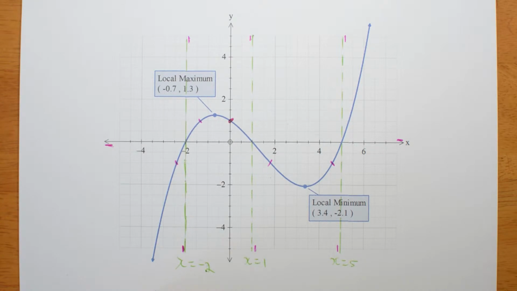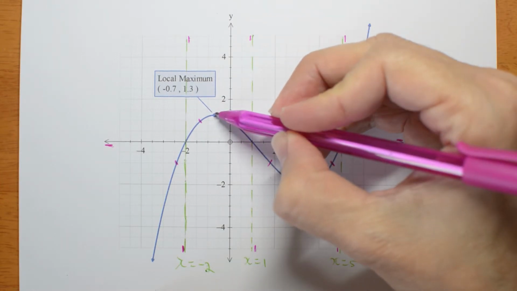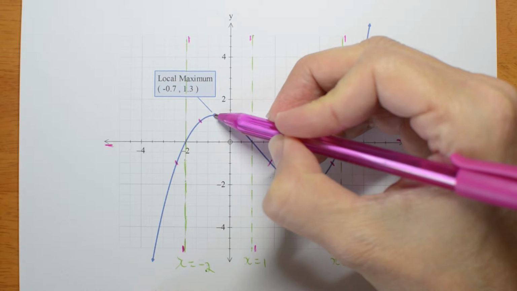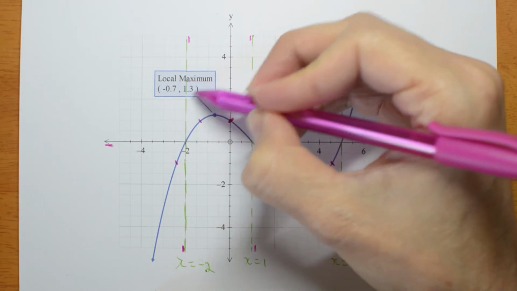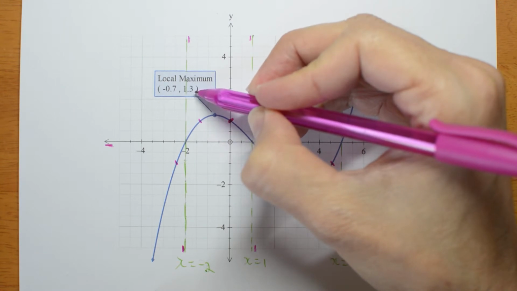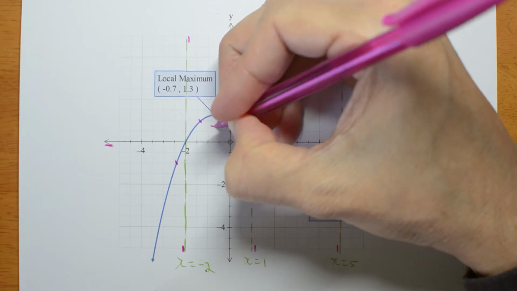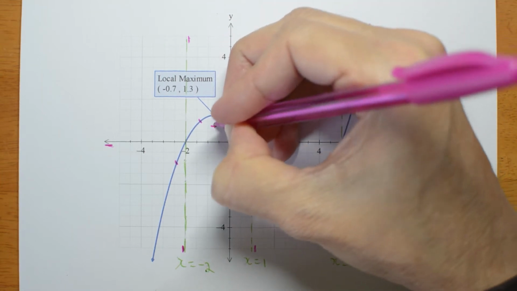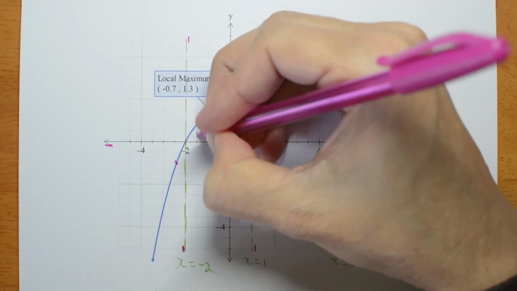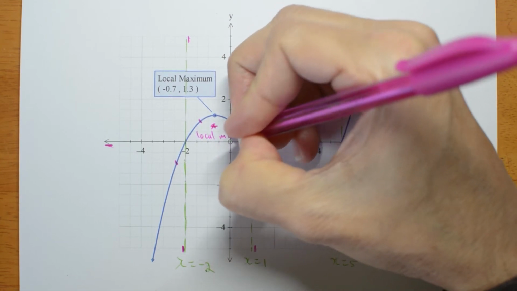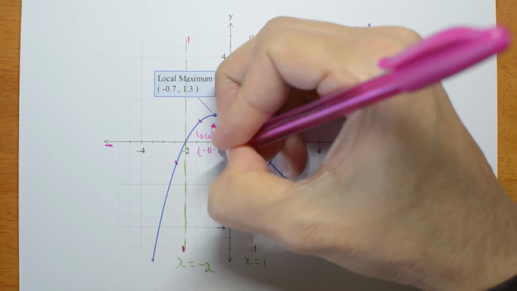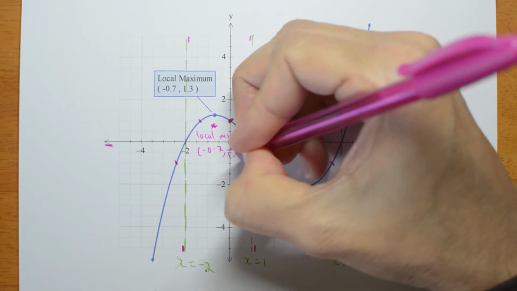All right, what about those local minima and maxima? Well, this one, the original function, has a maximum at 1.3. So the corresponding minimum in the reciprocal is going to be 1 over 1.3. That's a little bit less than 1. I'm not going to worry too much about it. I'm just going to say here, local minimum at -0.7, 1 over 1.3.